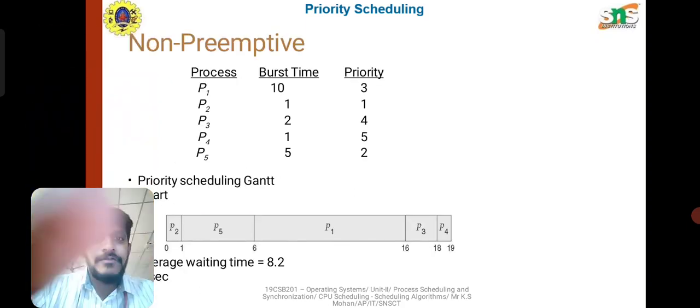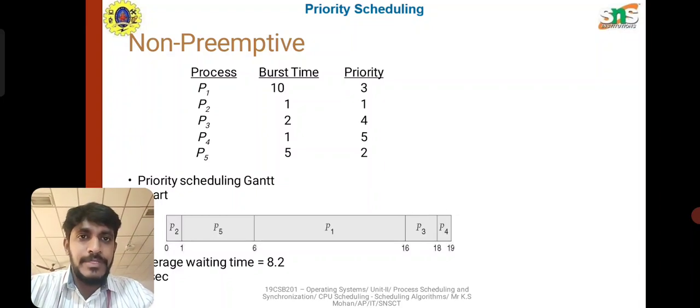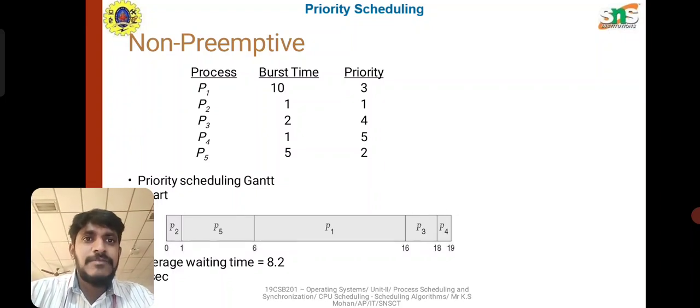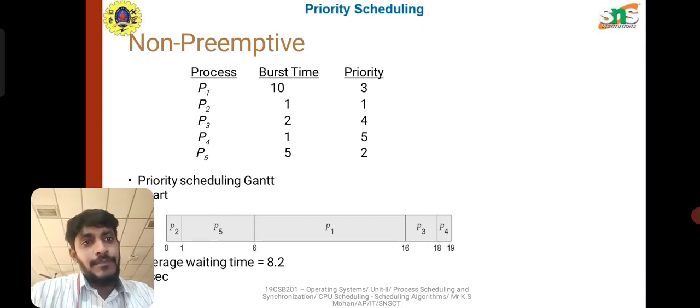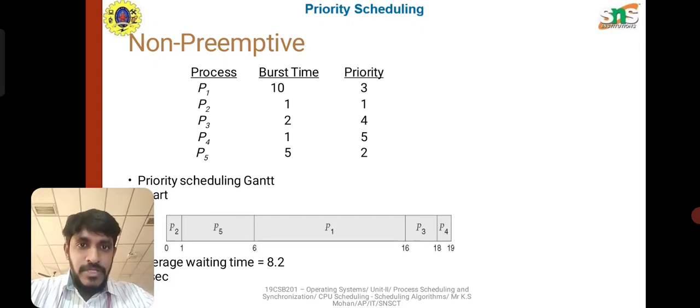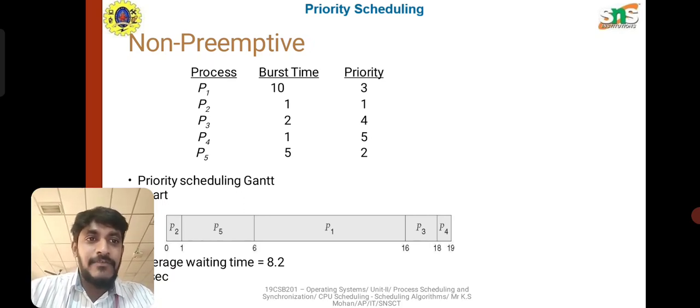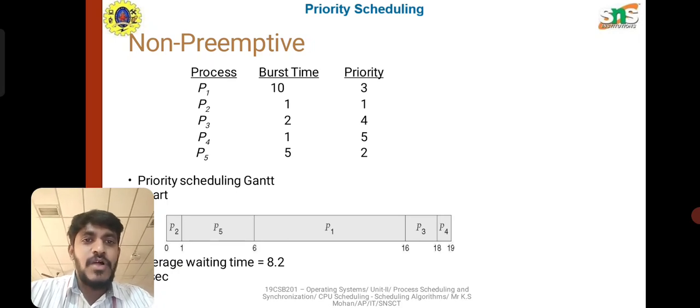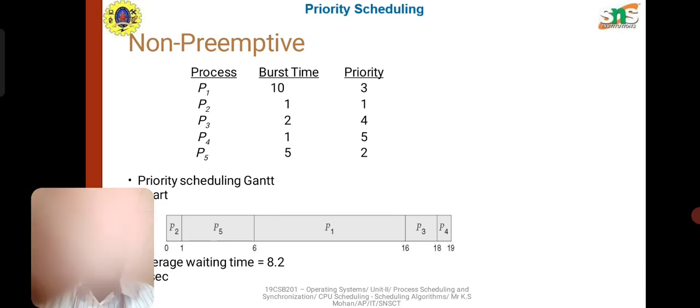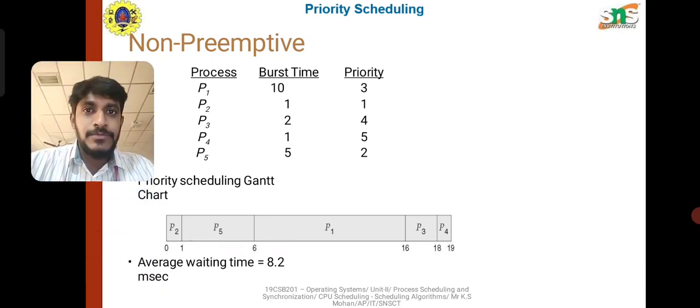For the non-preemptive example we have processes P1, P2, P3, P4, P5. The burst times are 10, 1, 2, 1, 5. In the priority scheduling Gantt chart we have P2, P5, P1, P3, P4, with intervals 0 to 1, 1 to 6, 6 to 16 and 16 to 18, and then the priority of P4. The average waiting time for this priority scheduling is 8.2 milliseconds.